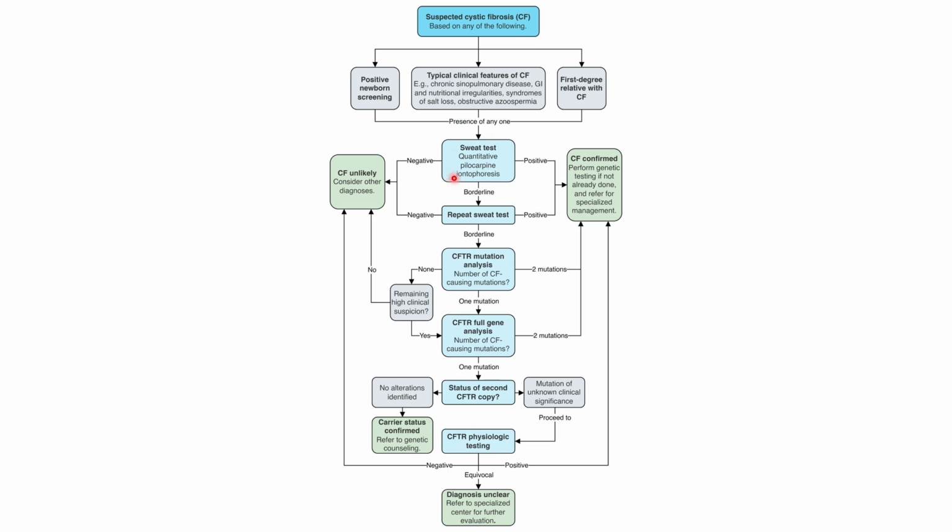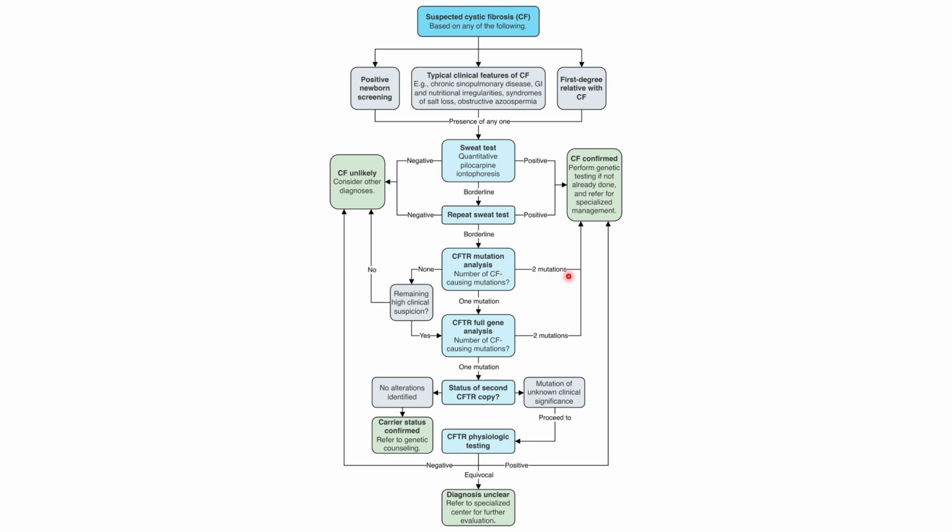If we get a negative result, CF is unlikely, and we will look out for another diagnosis. If it is positive, CF is confirmed. If it is borderline, between the positive and the negative, we will repeat it. If we get positive, it's confirmed. If we get a borderline again, we will do a CFTR mutation analysis.